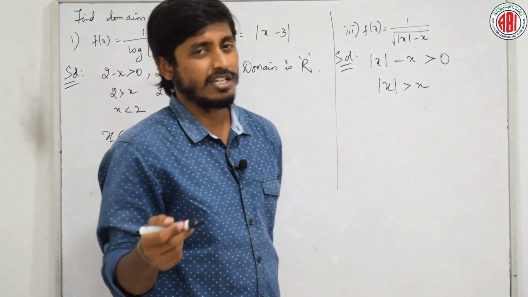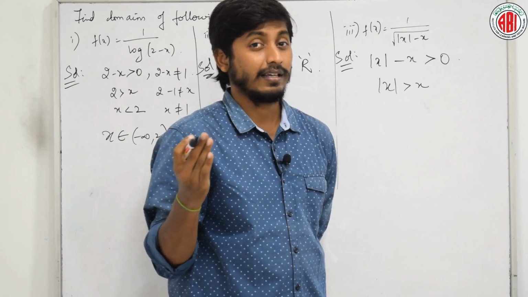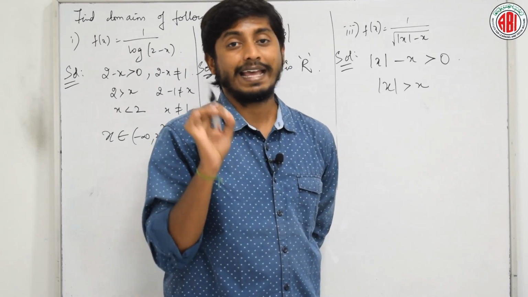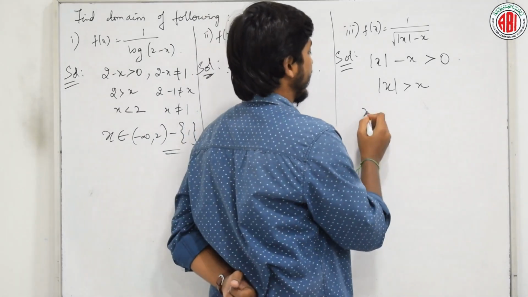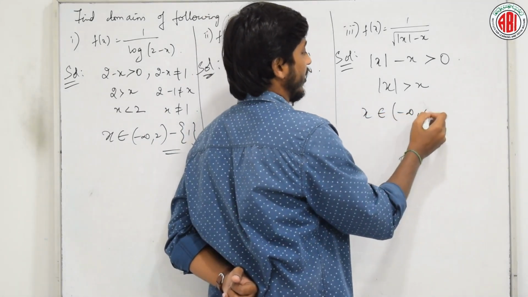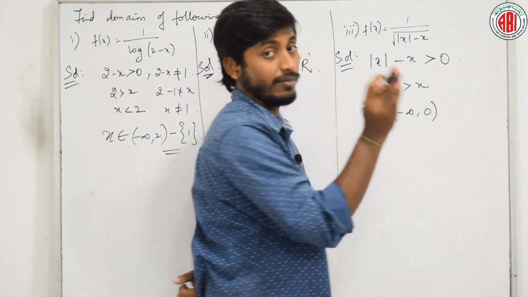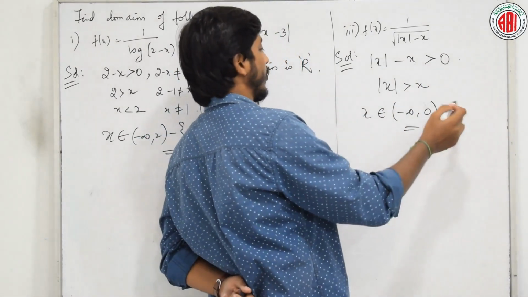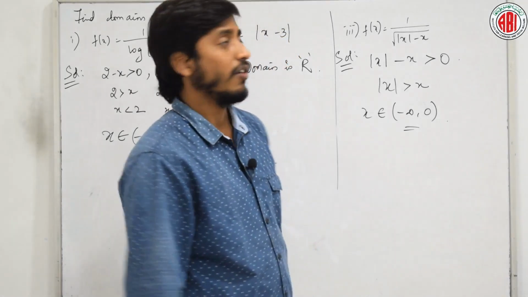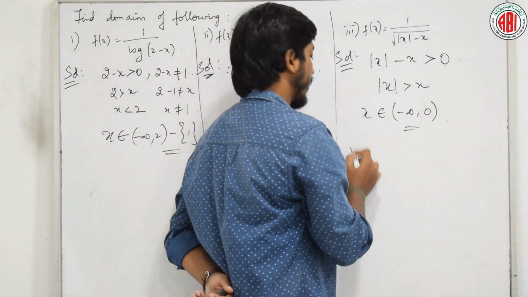At what condition will mod x be greater than x? Tell me. Only when x is negative. That is, x belongs to minus infinity to 0, excluding 0, just before 0, whatever the value it is. Clear? This is my domain. Clear? What if this is in the numerator? Just tell me.